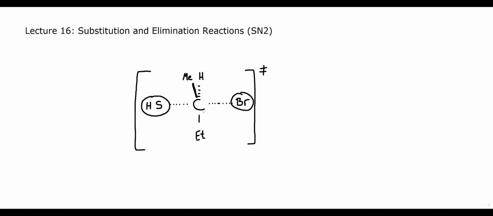But hopefully you can see why we get inversion of stereochemistry now because of this backside attack. Okay, due to the fact that we get a backside attack that causes the stereocenter to flip or invert. So if we start with R, then we go to S, and if we start with S, then we go to R. Okay, so that's an important thing to remember for SN2 reactions.